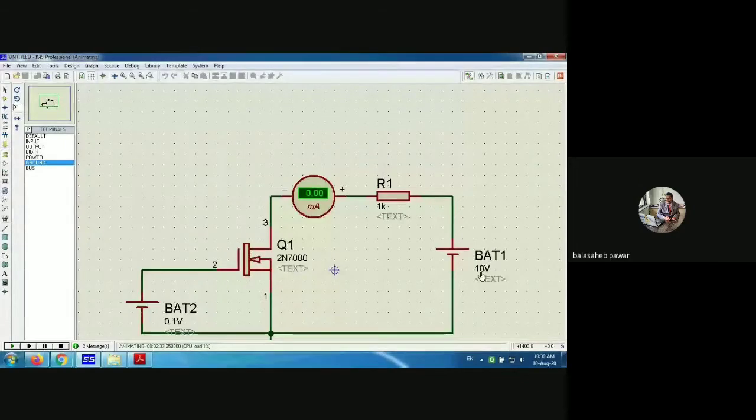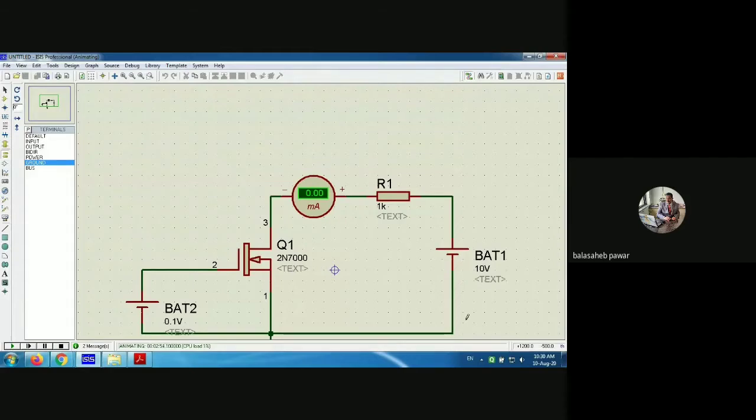So what I will do, you just prepare one table. The first column will be for VGS, and the second column will be for ID, the drain current, where VGS is in volts and drain current is in milliamperes. And just above it, note down VDS or VDD equals 10 volts, and that is constant.